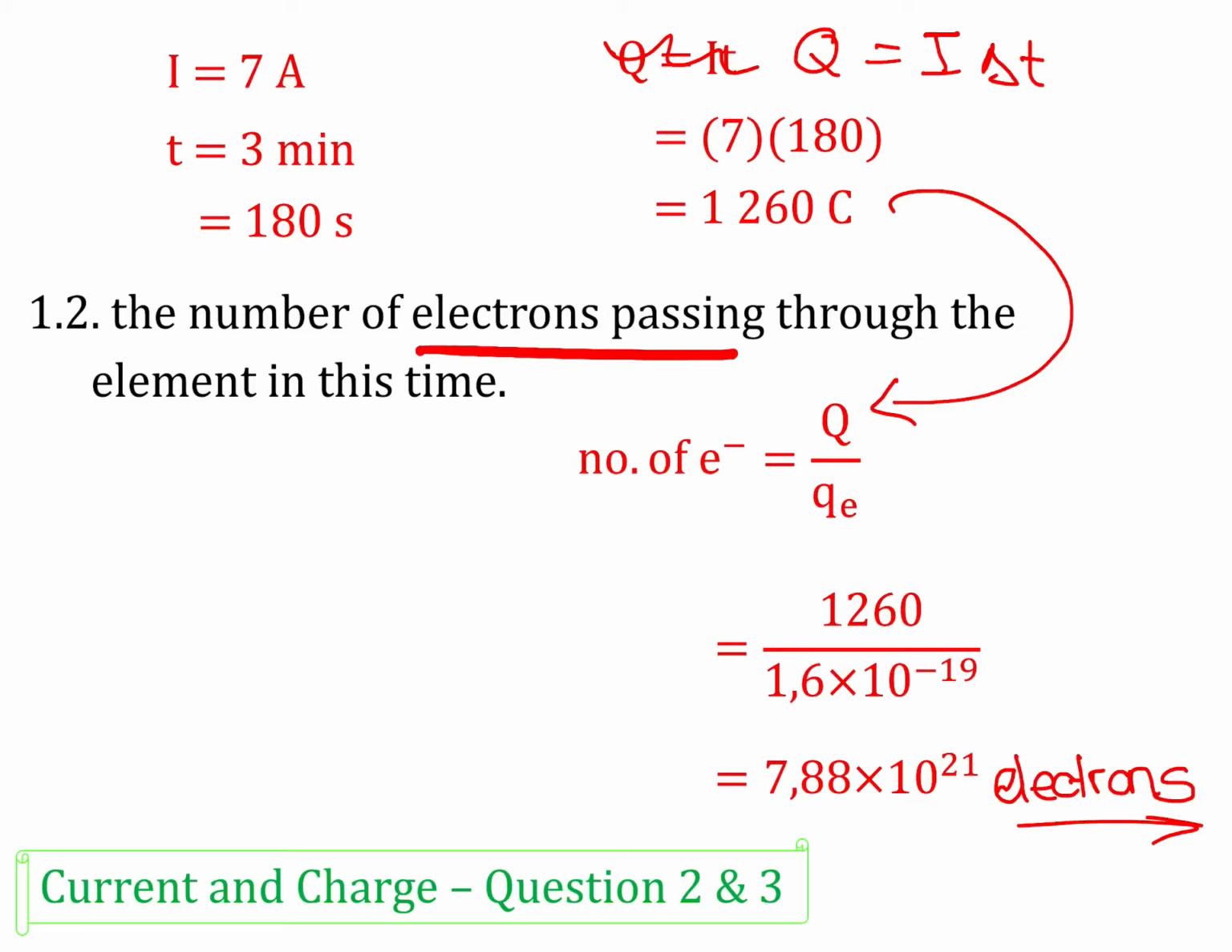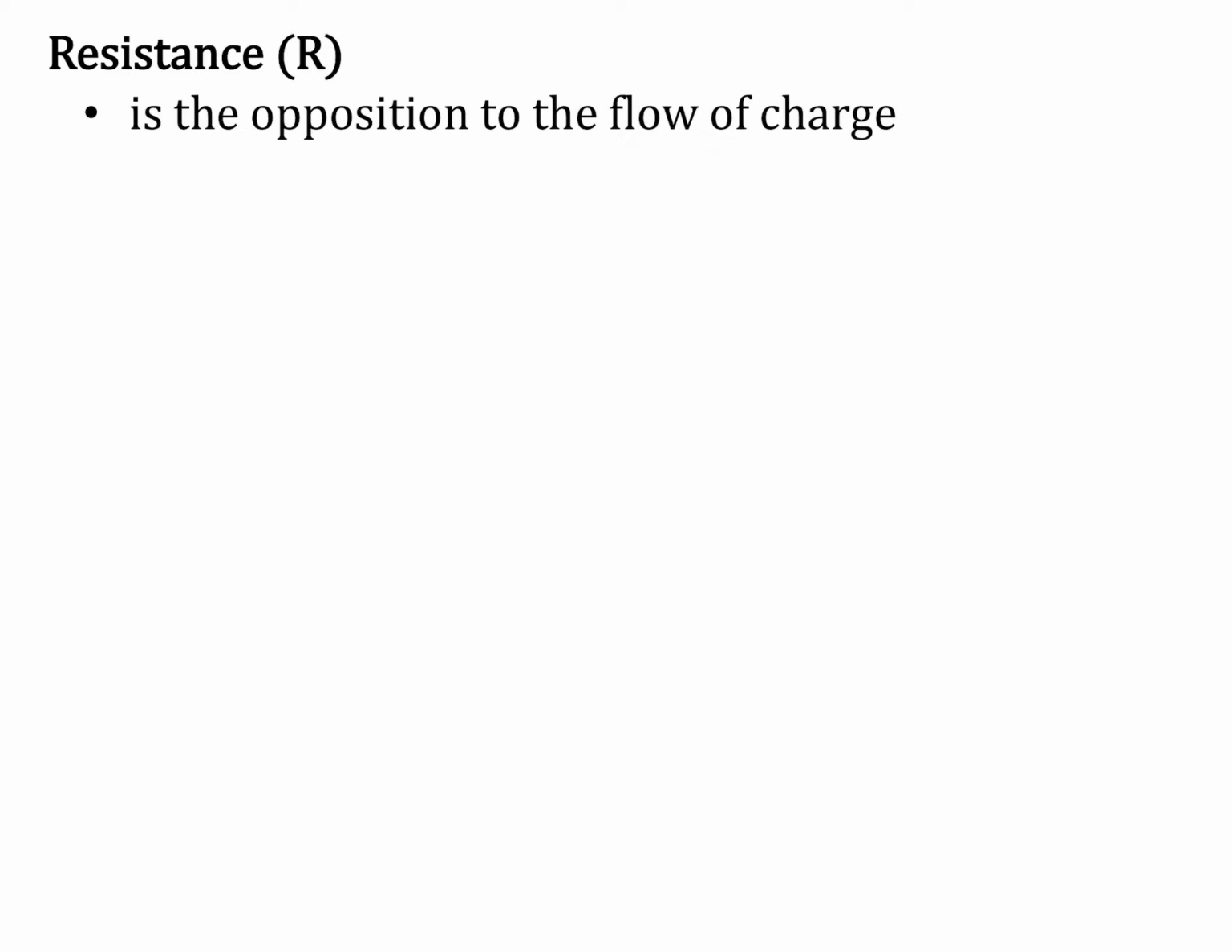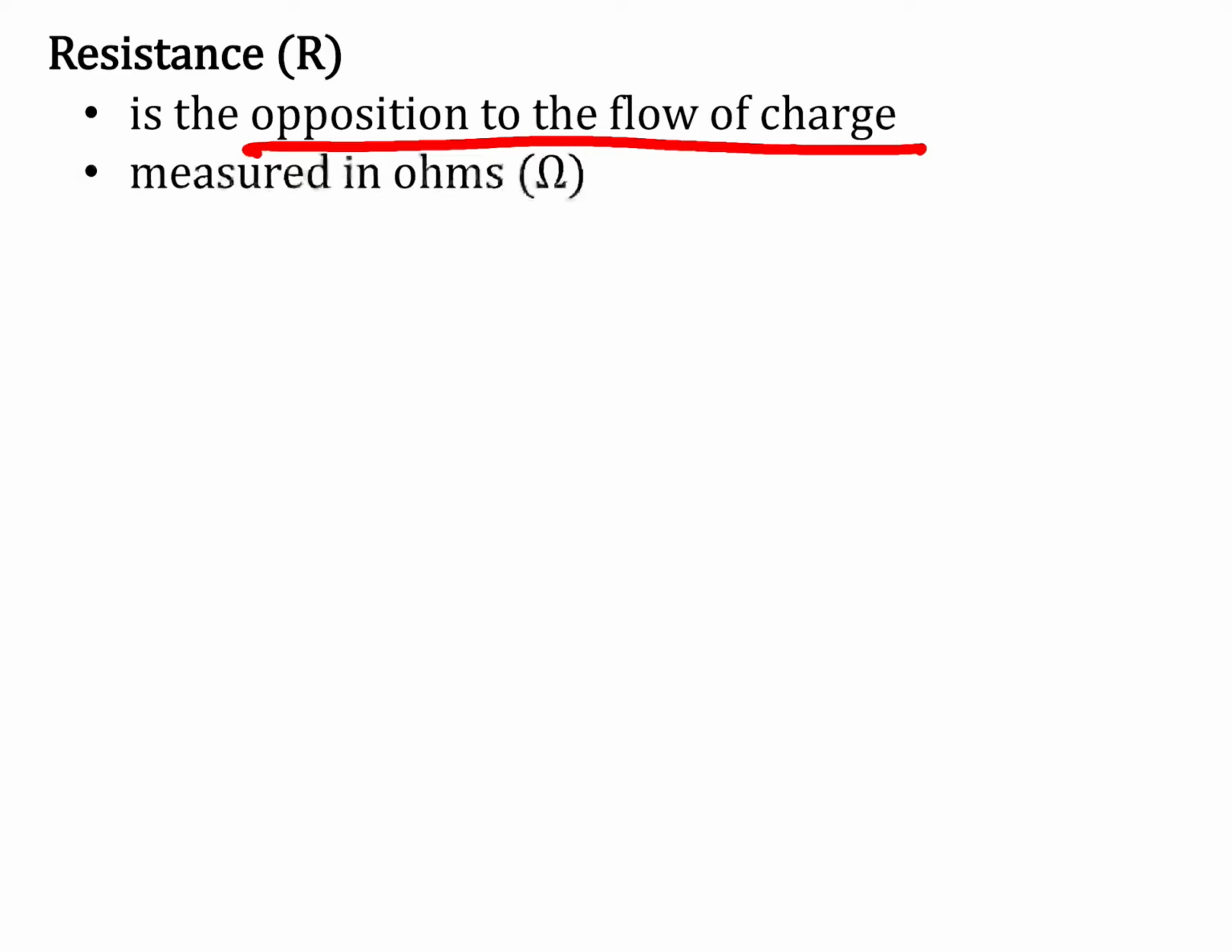We're now going to talk about resistance. Resistance is very important. Resistance is the opposition to the flow of charge. Resistors oppose charge moving, okay? It's measured in ohms. It's named after a scientist named Georg Simon Ohm. You can go look him up. It's a very interesting story, but I'm not going to tell you now.